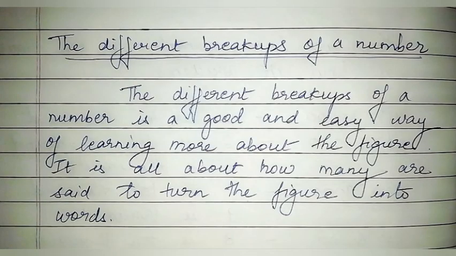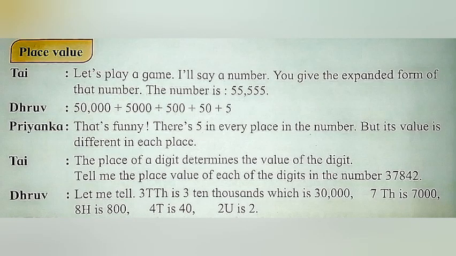When we learn about the different breakups of a number, this is the same as how we break the digits and their place value. Now this topic, the different breakups of numbers, is the next topic. This is the same as finding out the underlined digit's place value. For that, I would like to share a short dialogue example for the place value topic.